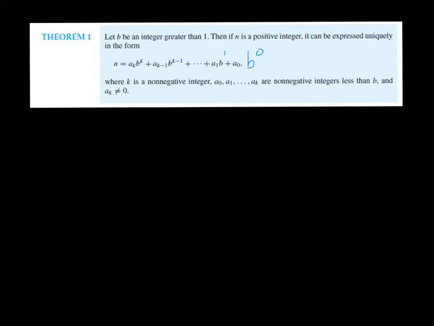Now, b in this case is called the base that we're working in. So if we're in numbers the way we usually think of them, we're in base 10 or decimal. If we're in binary, we're in base 2. If we're in octal, we're in base 8. If we're in hexadecimal, we're in base 16. Now, you can do this for any base you want, but decimal, binary, octal, and hexadecimal are the only ones that we're going to be looking at in class this semester.